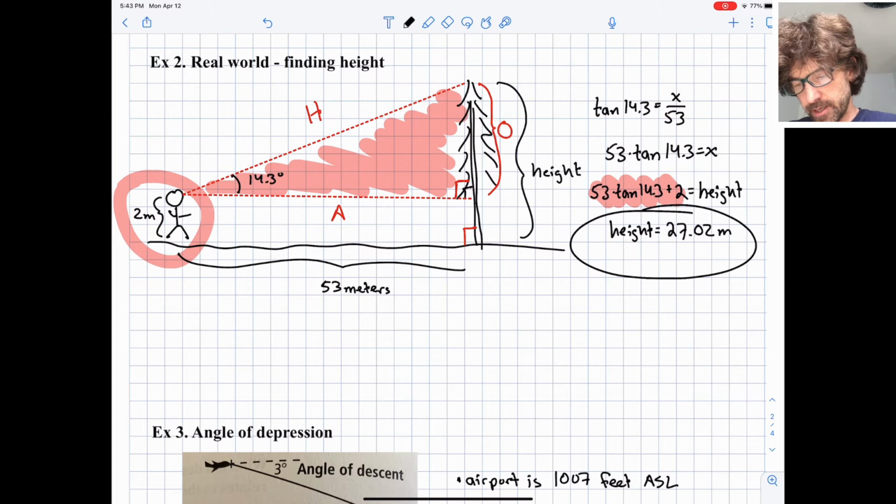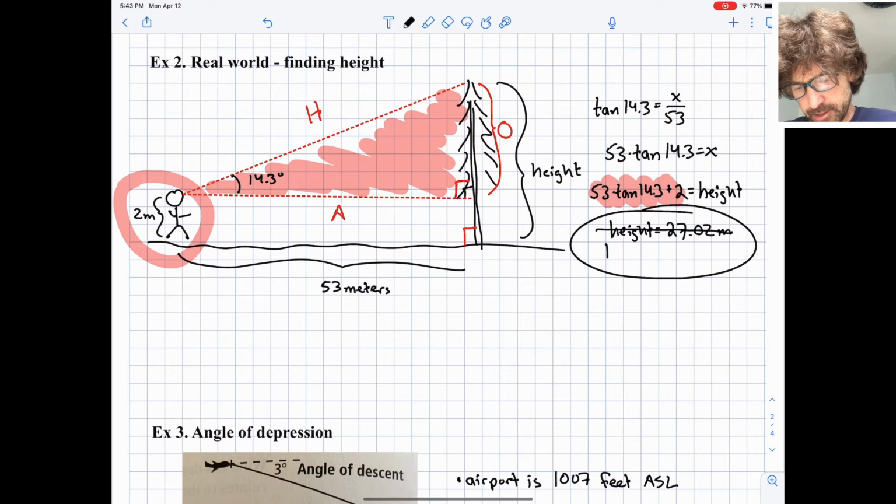I think that's wrong. I think what I did is I multiplied by 2 instead of adding 2. So let me check it one more time. 14.3, let's get the tangent of that, and then I'm going to multiply that by 53, and then I'm going to add 2 on at the end. So I did make a mistake here, and that's okay.